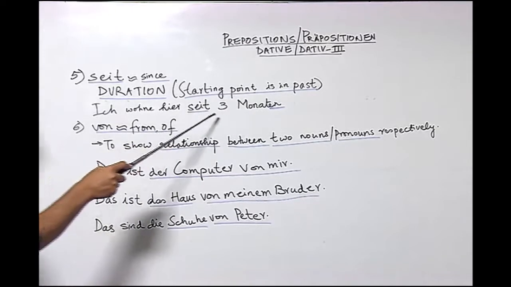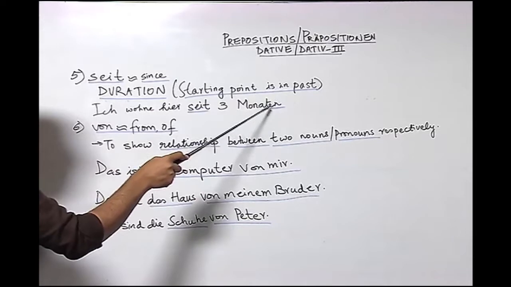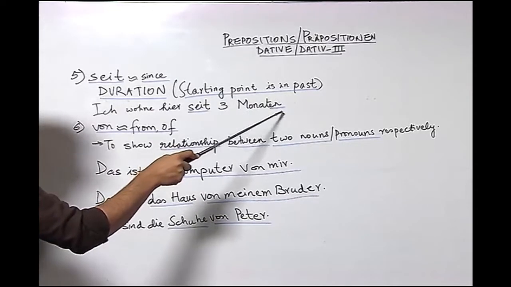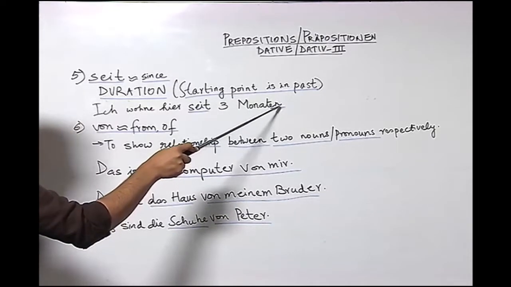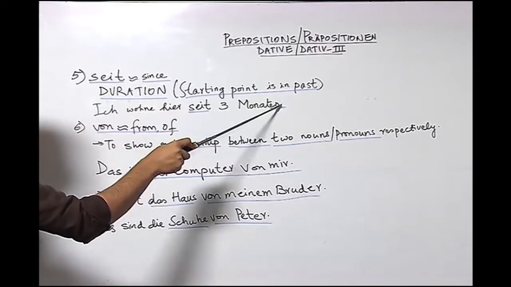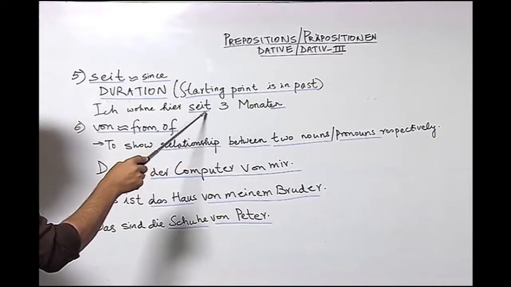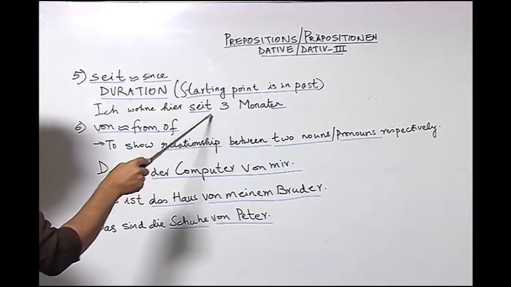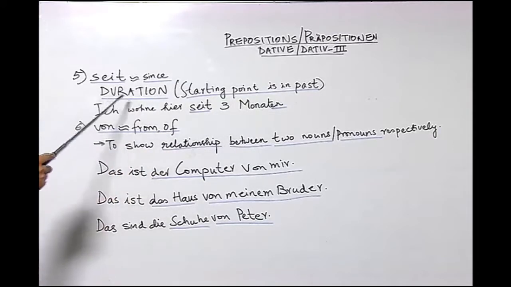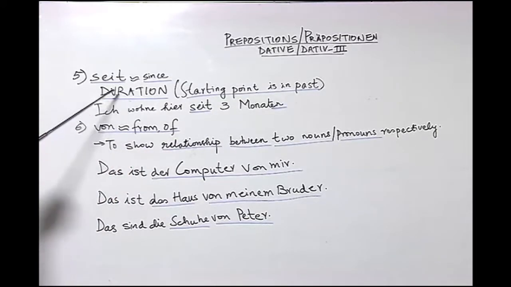Now, as you can see, the ending of the noun Monaten is with an N, because you know that dative plural always takes an N at the ending, and we have as usual the preposition before the noun. I have also told you that in German prepositions can have different meanings in different contexts.